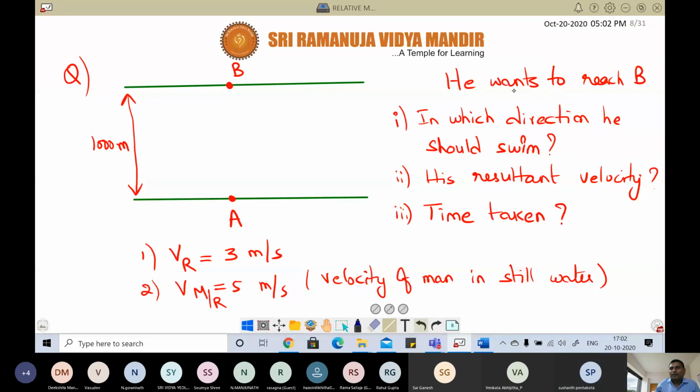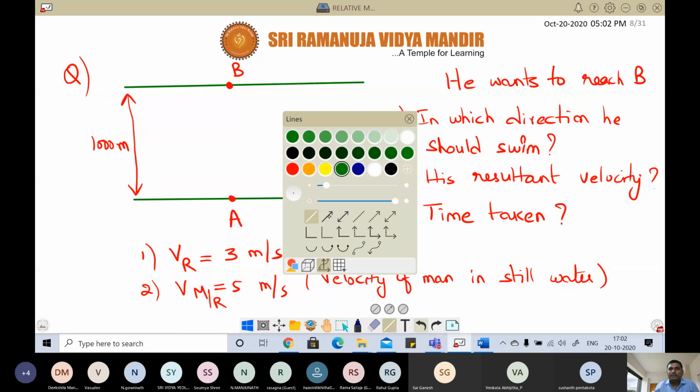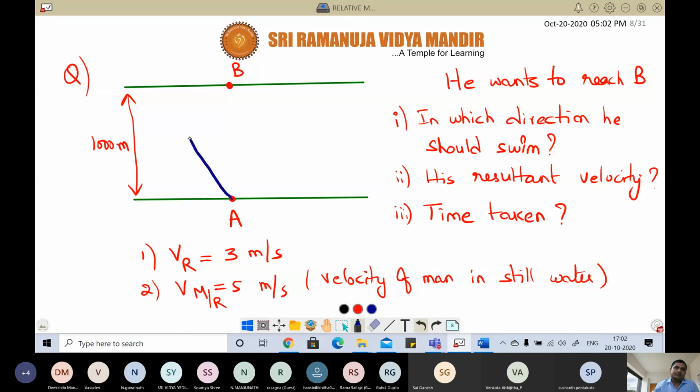Here you don't have to do anything. See here. Finally, what does he want? He wants to reach B. Exactly, he wants to reach B. So finally he should reach B. Now you know that if the river is flowing, you cannot put your effort along AB. So your effort should be in some direction. Okay, so let us say your effort is in this direction.